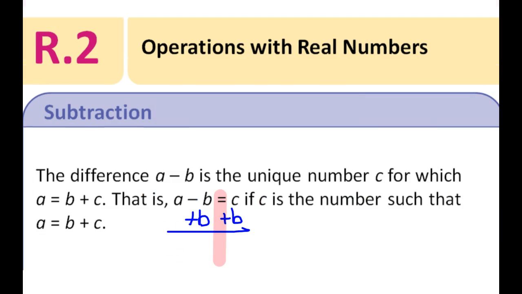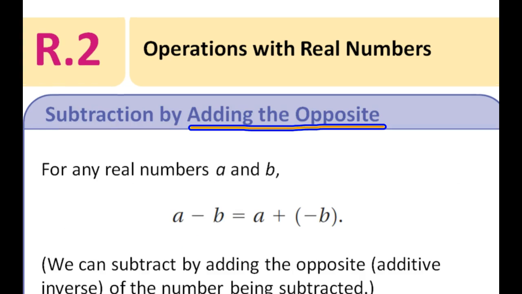This is just going through some definitions. You can add b to both sides and end up with a is equal to b plus c. So you can do anything you want to an equation as long as you do it to both sides. This is the same thing as adding the opposite. Instead of subtracting b, you could add the opposite of b.